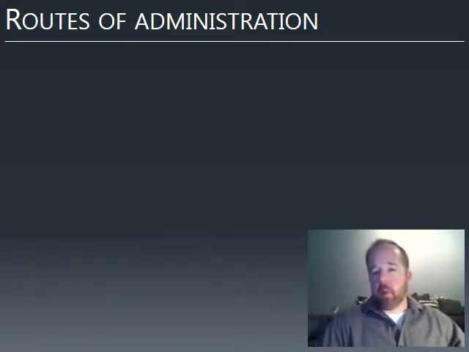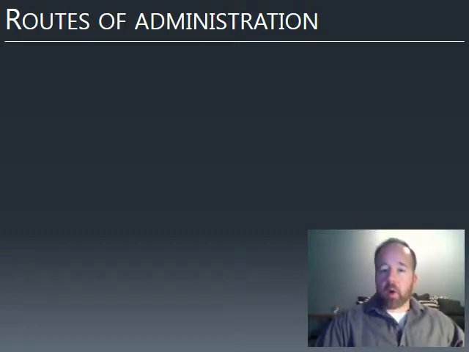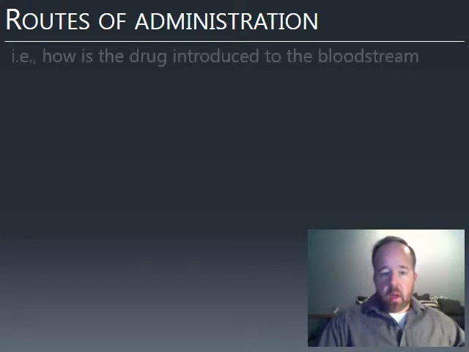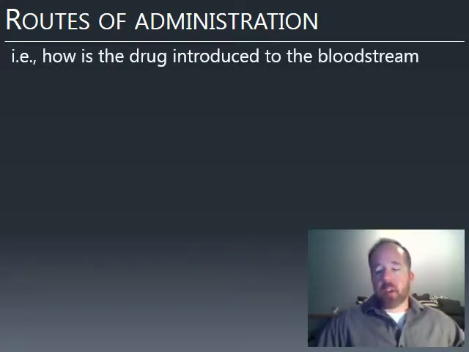Okay, so that's it for categorizing drugs. Again, that's going to sort of frame our course, at least the last two-thirds of the course, when we talk about individual drugs. Now we're going to move on to routes of administration. What does that mean? Well, basically, it's how the drug is introduced to the bloodstream. All drugs have to go into the blood. That's really the most reasonable way of distributing them to the body and to the brain.